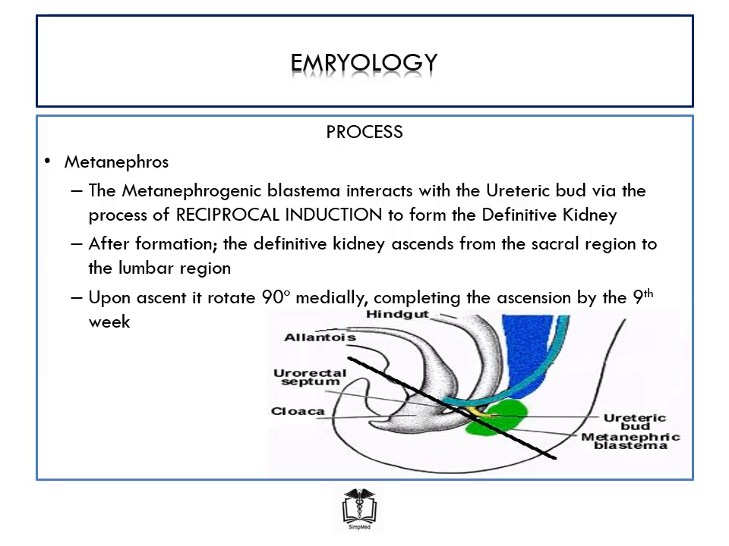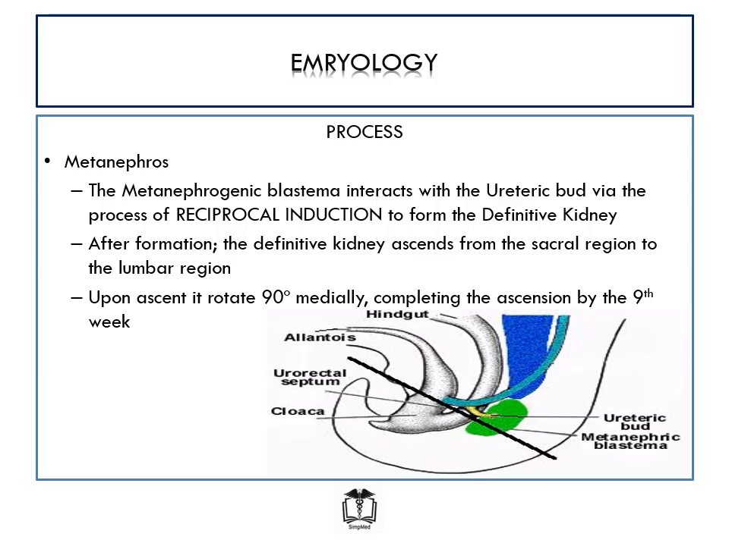And we'll talk about the different aspects of the kidney that are gotten from the ureteric bud and the nephrogenic blastema. But what is important to note is that our adult kidney is a derivative that is formed from the combination of the ureteric bud and the metanephrogenic blastema.